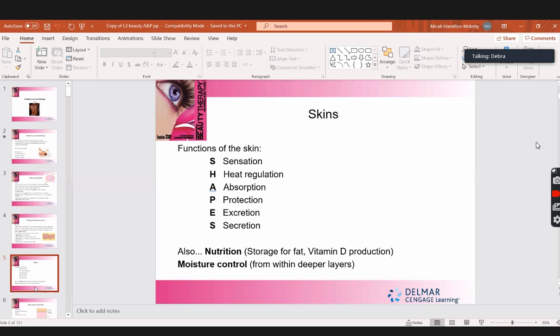Also, there's nutrition, storage of fat, vitamin D production, and moisture control. And these are within the deeper layers of the skin, so the dermis and subcutaneous layer. Yes? Functions of the skin: secretion, heat regulation, absorption, protection, excretion.